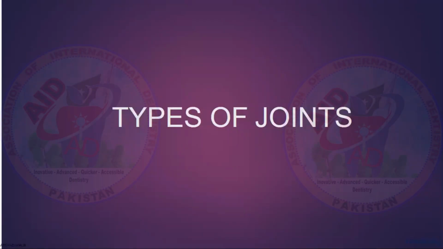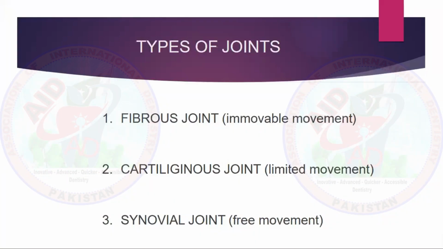Now, just having a better concept for the joint before going into detail of the anatomy of the temporomandibular joint, you must have the concept of the types of the joint. This type of the joint, we generally refer to as fibrous joint, which is immobile joint. Then is the cartilaginous joint. They have limited movement. And the synovial joint, which we will study in detail.